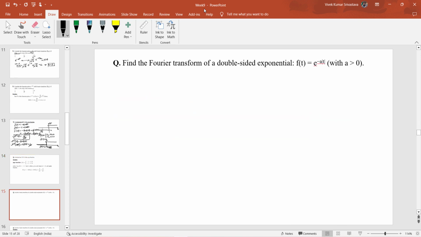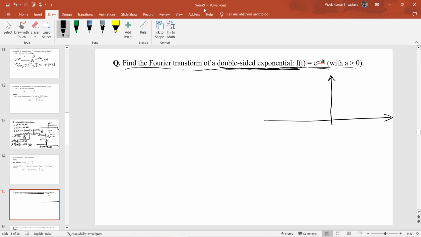So now moving ahead. Here in the next problem, which states that find the Fourier transform of a double-sided exponential f of t, which is defined as e raised to the power minus a mod of t, where a is a positive value. Okay, so first of all let us plot this f of t. It is a double-sided exponential as it is written in the problem itself.